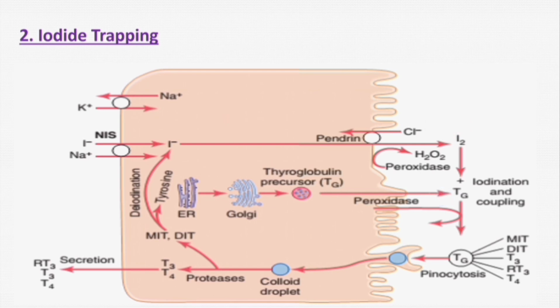So, what happens next, but before that I would like to tell about the role of TSH, thyroid stimulating hormone. The thyroid stimulating hormone, which is released from the anterior pituitary, basically controls the secretion and formation of thyroid hormone by stimulating this step, that is iodide trapping. Okay, the hormone acts on this pump or this transporter and speeds up its activity. So, more and more iodide is pumped from the blood into this thyroid cell.